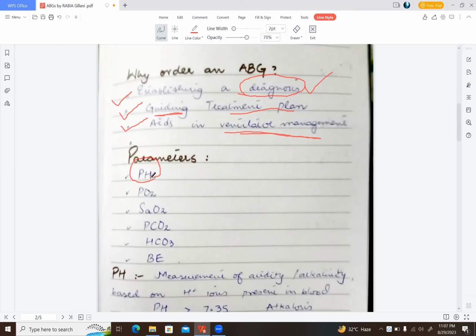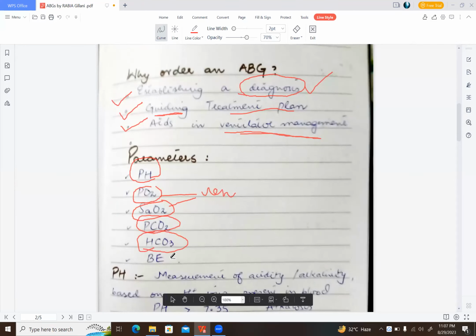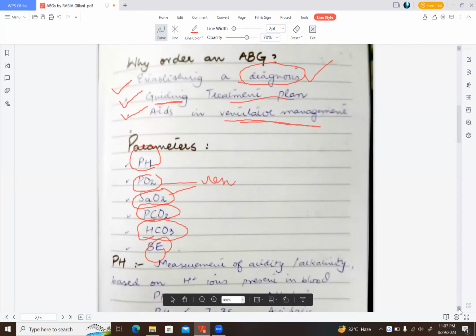Okay. What are the parameters used in arterial blood gases? pH, that is how acidic or basic your blood is, partial pressure of oxygen, and saturation of oxygen. These things gonna help with the ventilator setting. PCO2, that is the partial pressure of carbon dioxide, bicarbonate ion, and the base excess. One by one, I will be discussing this all.